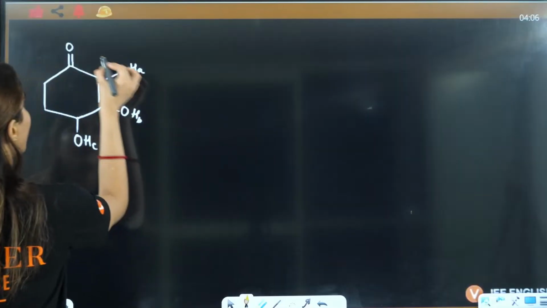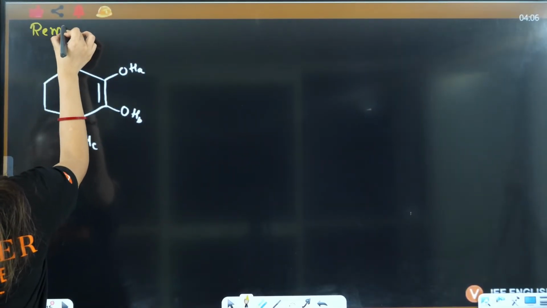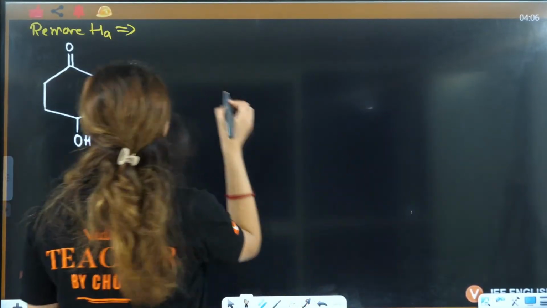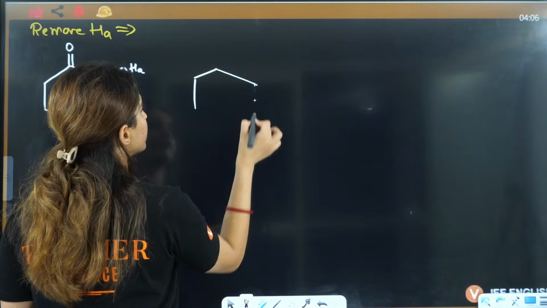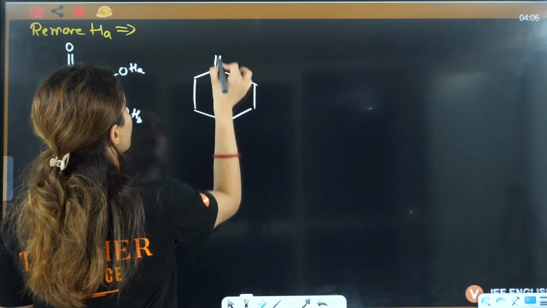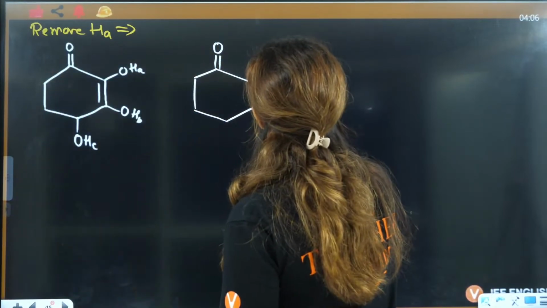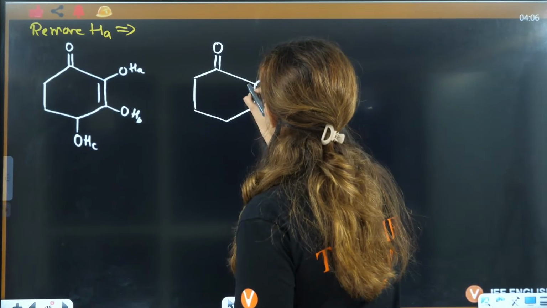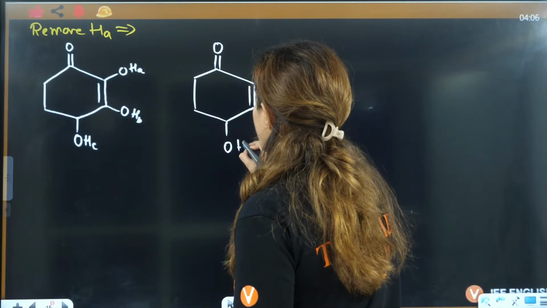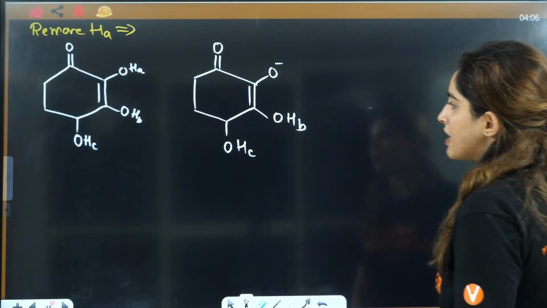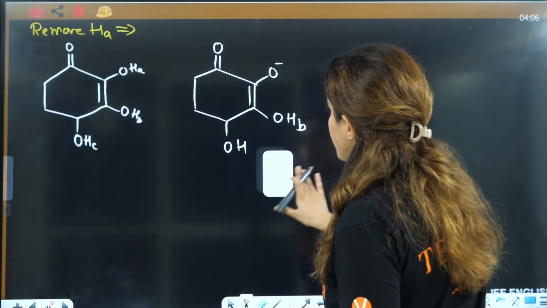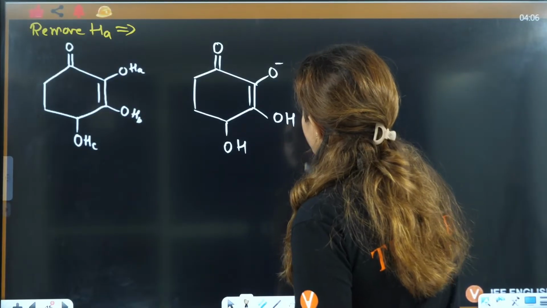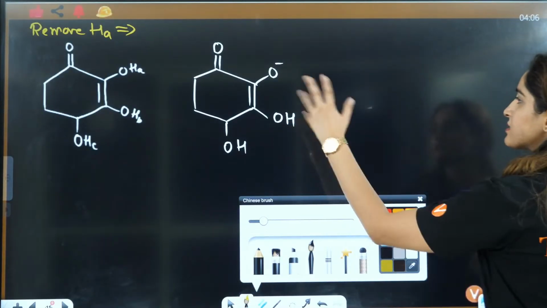Firstly, let's remove HA. Now when you remove HA from here, what will you have? You will have the formation of this double bond O, right? This will be O negative, and this will be OHB. Anything else you will not remove. Now I am just ignoring HB for now, because otherwise I'll have to draw it again and again. So just remove HA and this will be the structure that you will have.